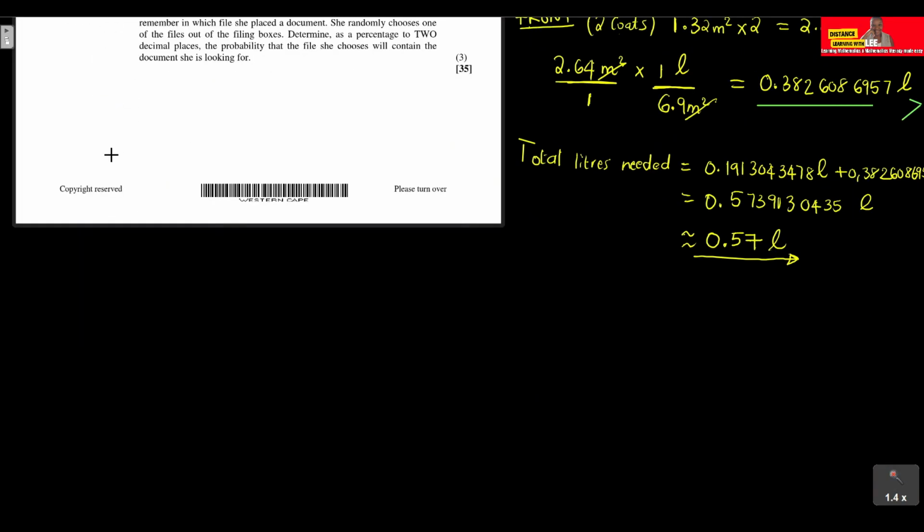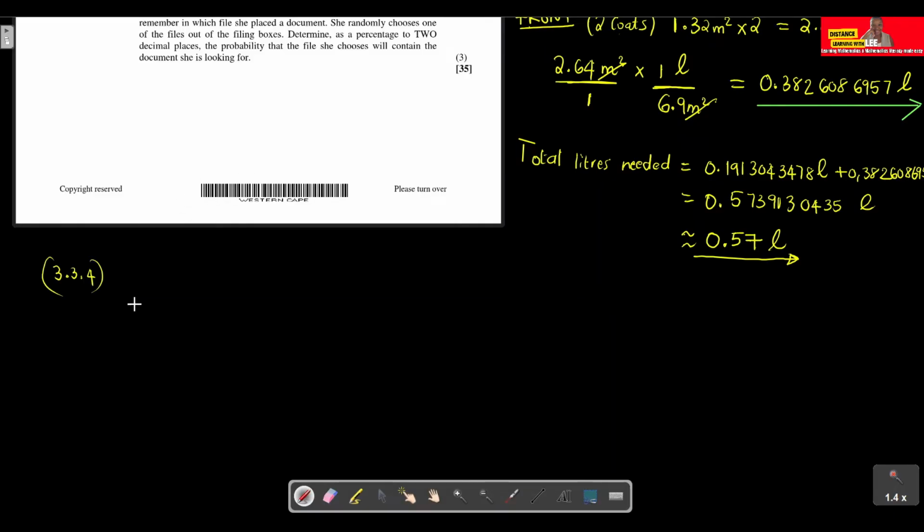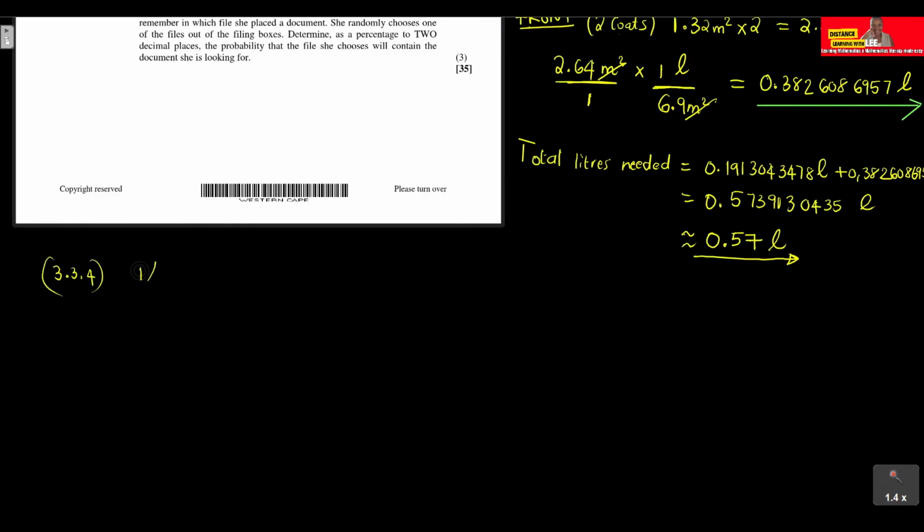This is question 3.3.4. We already know that 1 liter is equal to 1,000 milliliters. So we're going to convert these liters that we've already calculated, because we know she needs 0.57 liters of paint. We're going to convert these liters into milliliters, and from there we can already see that her statement is not true. But let's just continue.